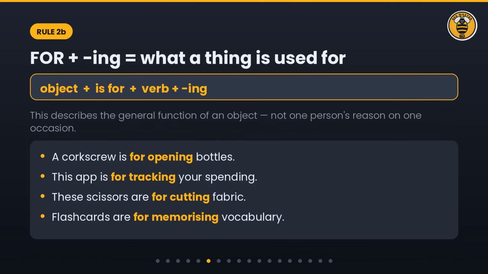Now, rule 2b, and this is the one that causes confusion. For plus a verb ending in ing. We use this to describe the general function of an object. What is this thing used for?